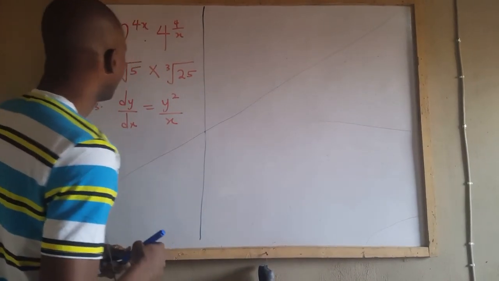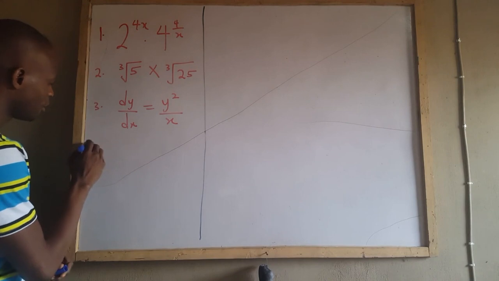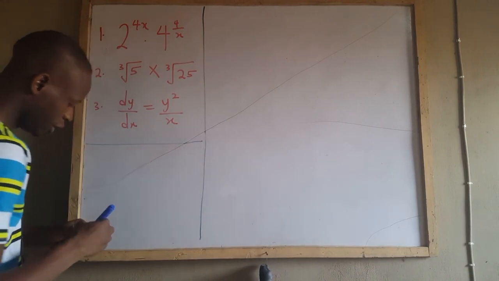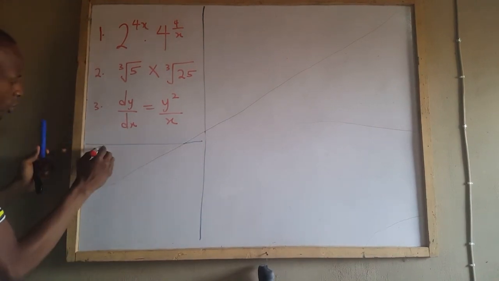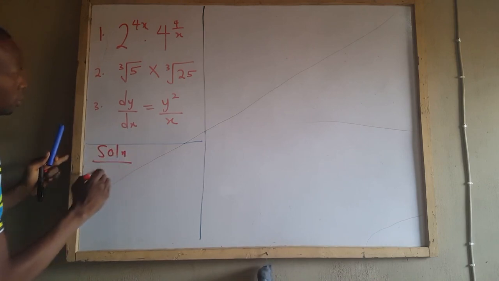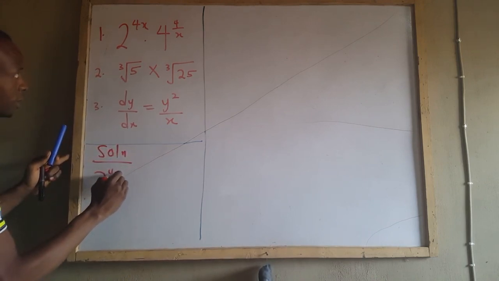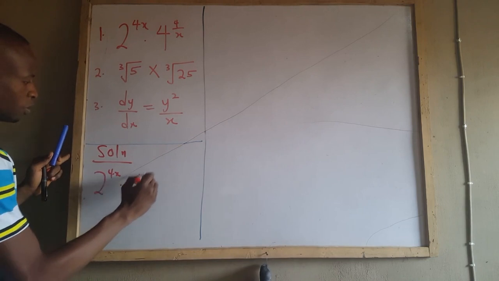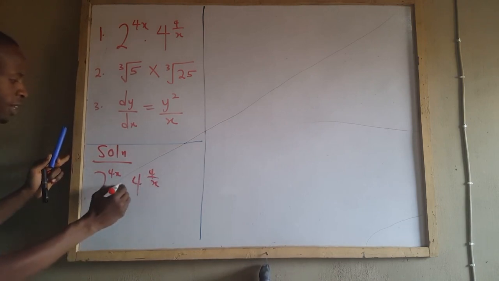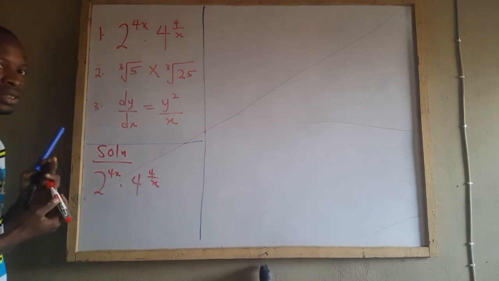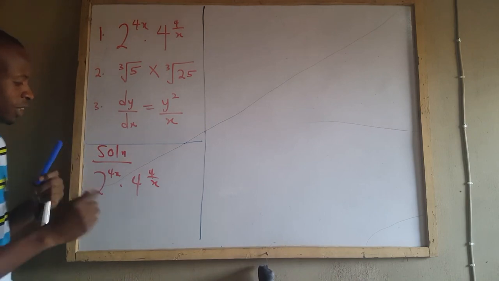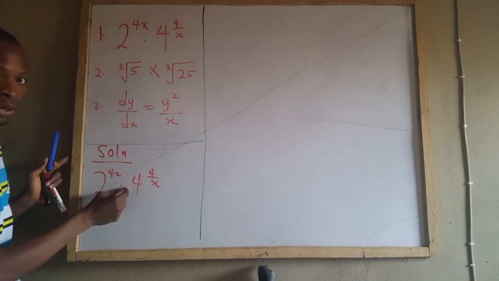Okay, the first question says we should solve 2 raised to power 4x multiplied by 4 raised to power 4 over x. Now, in law of indices, how do we tackle this question? This is simply multiplication according to the initial equation.